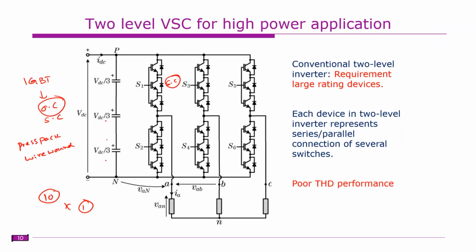In press pack IGBTs, the device is completely pressed. The silicon layers are completely pressed, so that will be press pack IGBTs. And in wire wound IGBTs, within each silicon layer, some small wire is connected. In the case of wire wound IGBTs, when the device fails, it will act as an open circuit. In the case of press pack IGBTs, when the device fails, it will act as a short circuit.